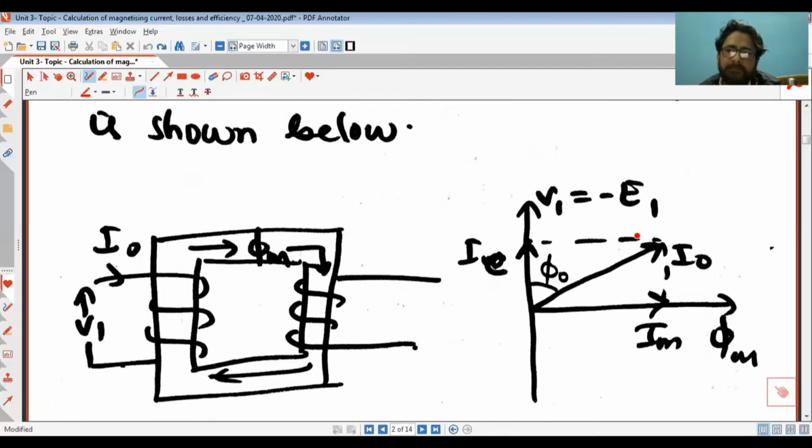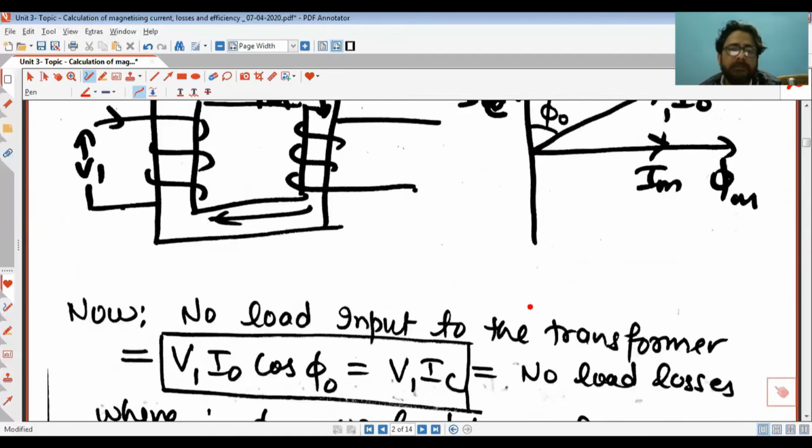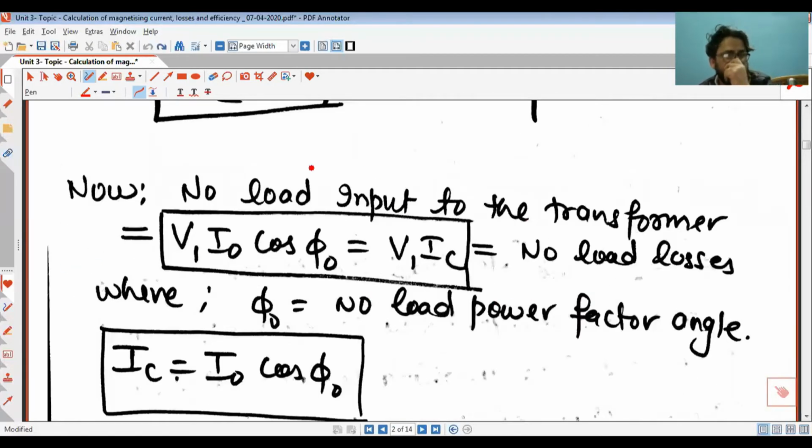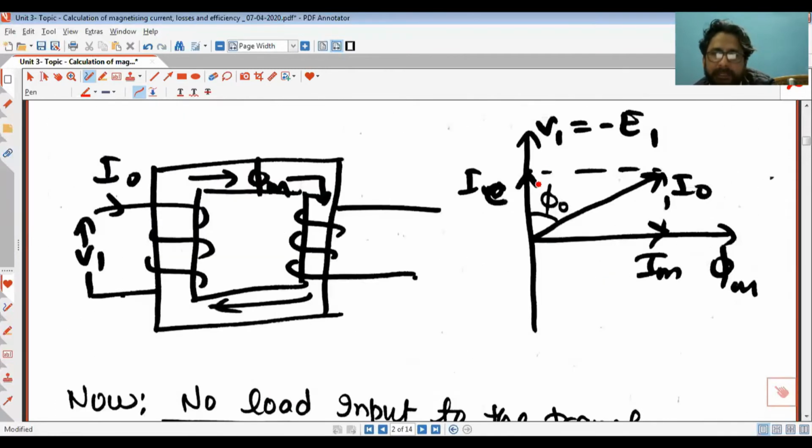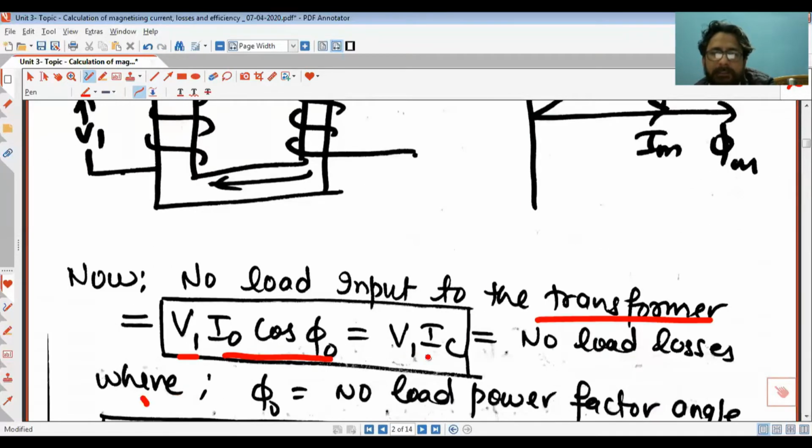I naught is basically the resultant of IC and IM, so it is taken like this. So phi naught is the no load power factor angle, right? The input power to the transformer at no load is V1 I naught cos phi naught, right? where I naught cos phi naught, from this phasor diagram, you can find out based upon the hypotenuse: IC is equal to I naught cos phi naught. So it is equal to IC.